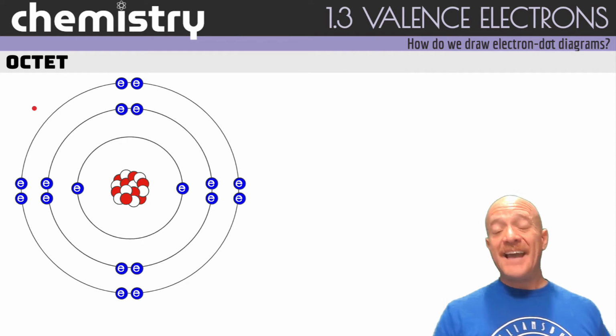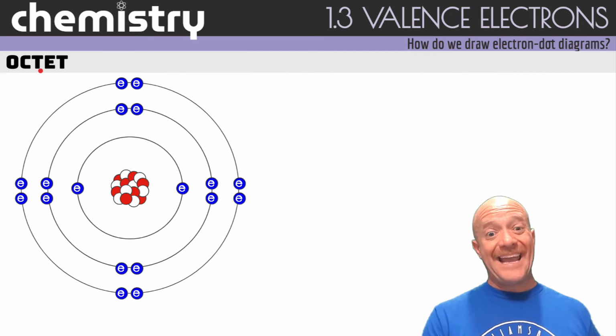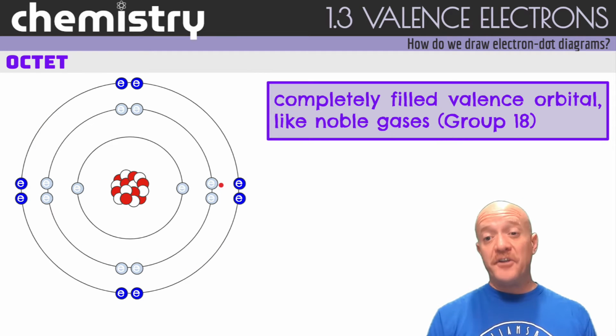And an octet, if you look at this prefix, OCT, that means 8. So octet simply means that it is a completely filled valence orbital like a noble gas. So the octet has 8 valence electrons. And these noble gases are also called the inert gases. They're group 18. They're also very non-reactive.